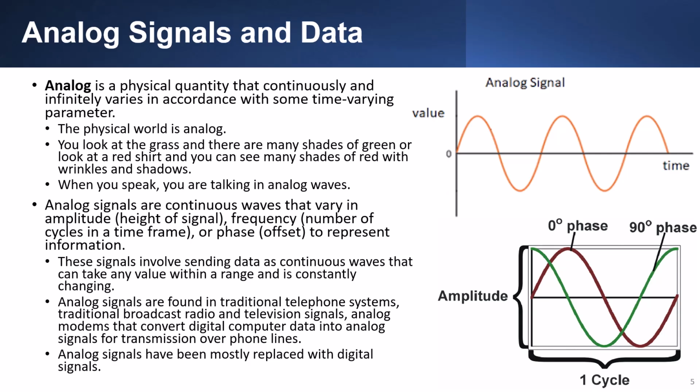Analog signals are continuous waves that vary in amplitude, height of signal, frequency, number of cycles in a time frame, or phase, or offset to represent information. These signals involve sending data as continuous waves that can take any value within a range and is constantly changing. Analog signals are found in traditional telephone systems, traditional broadcast radio and television signals, analog modems that convert digital computers' data into analog signals for transmission over phone lines. Analog signals have been mostly replaced with digital signals.